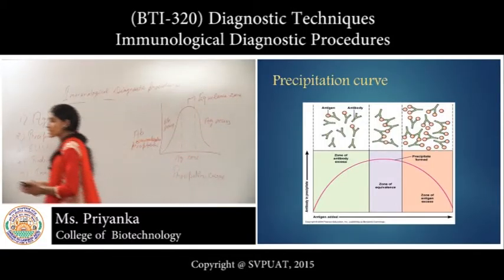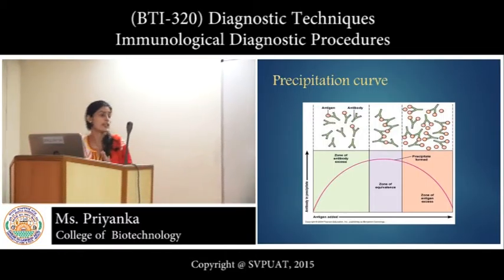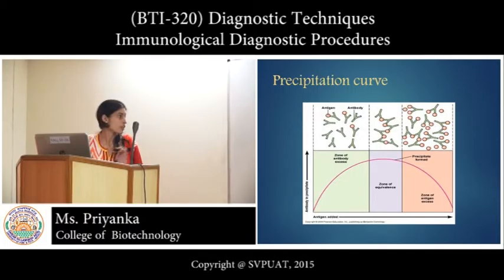This is the precipitation curve. In the precipitation curve, the equivalence zone is where the optimal concentration of antigen and antibody is reached, along with the antigen excess zone and the antibody excess zone. The complexes formed in the excess zones are small, but in the equivalence zone, the optimal concentration of antigen and antibody forms a precipitin line, or large complexes are formed.